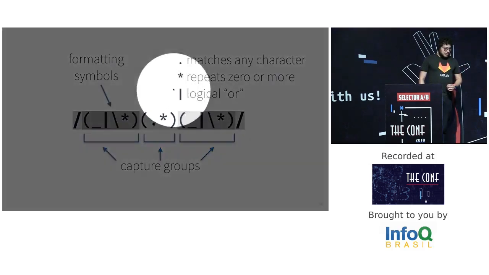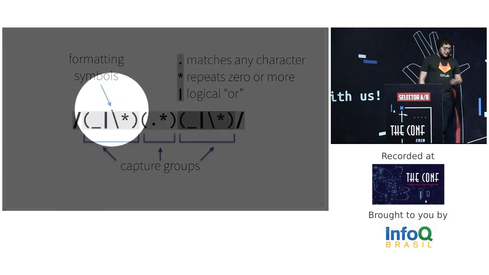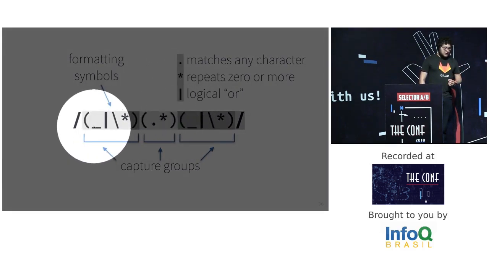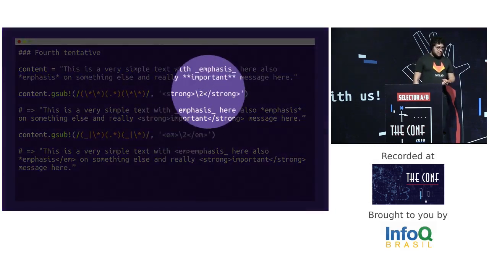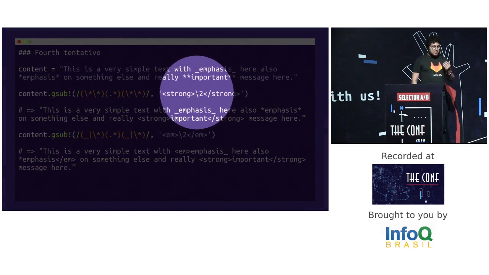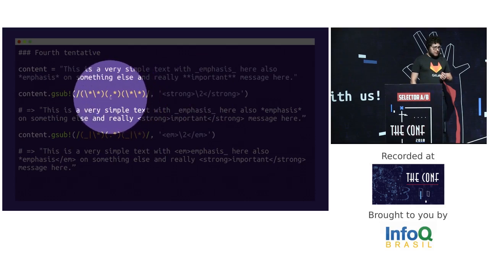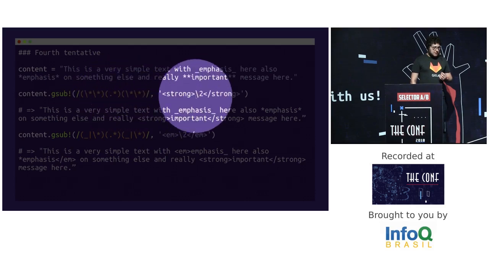We also have the logical OR, where in the other example we are matching either the underscore or the asterisk. And in our fourth tentative, we are using these previous regular expressions. We are using a special regular expression feature, which is reusing the second match group here. So that is the \2. Whatever it finds here, it will be replaced here.